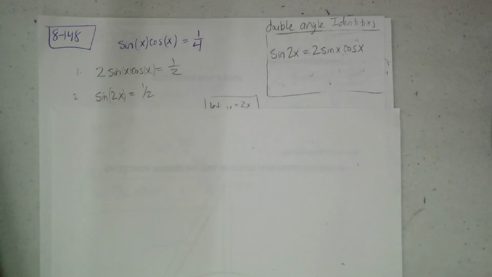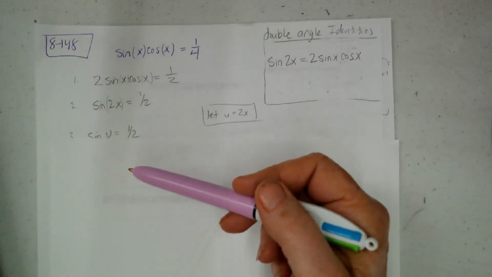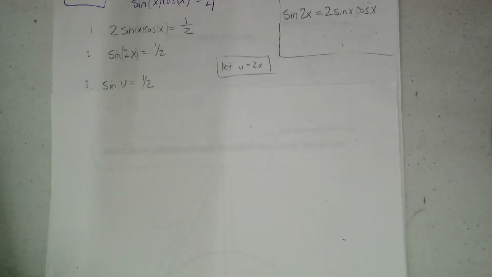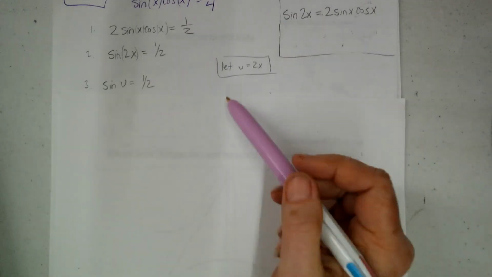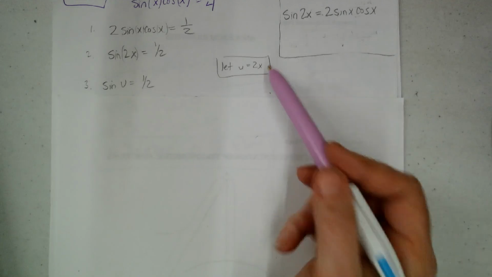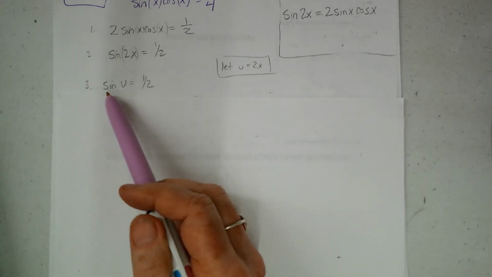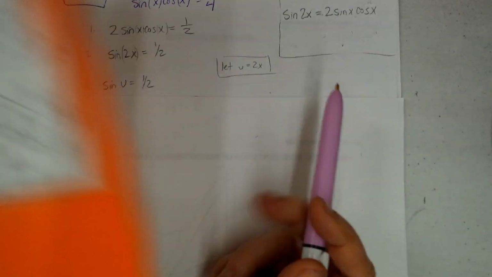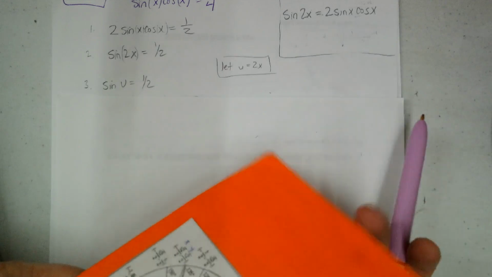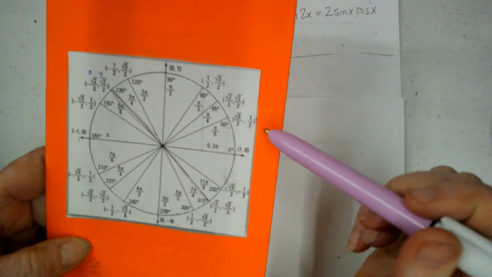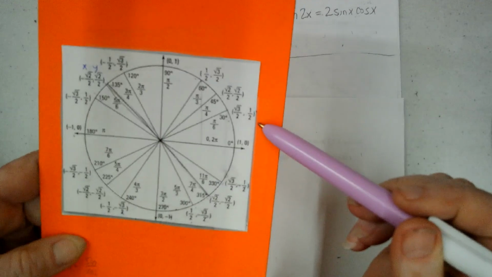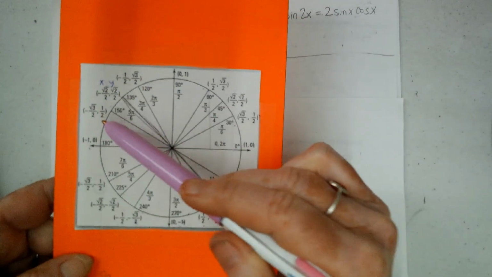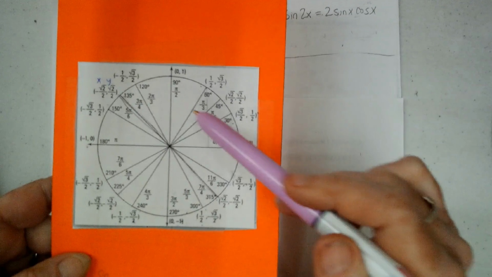And they're telling us all along, if you read along in your book on 8-148, they're telling us what to do. And then they said use a u substitution. Let u equal 2x. That kind of makes sense to me. So sine of u is a half. Well, I can go look on my unit circle, and I can find out where sine is equal to a half. Well, it's just basically right here and over here. So what is that? It's pi over 6 and 5 pi over 6.